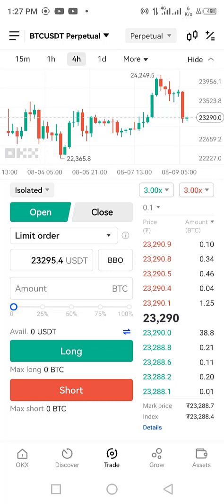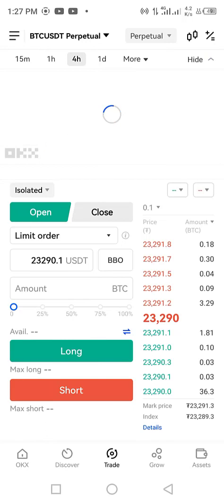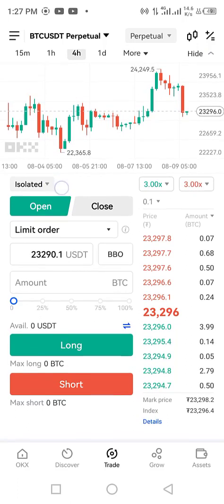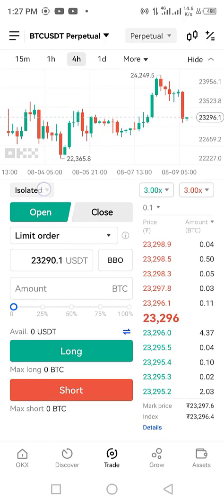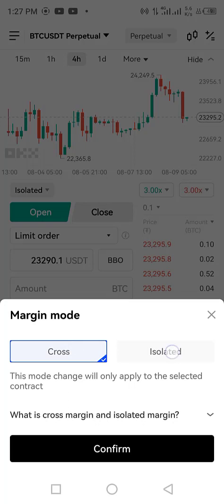And also, if you look at the top right at this very point, we have the OKX calculator. You can use it to do your calculation and know your P&L, that's your profit and loss, your close price, and your liquidation price as well. If you go down right here and you look at this very area, we have isolated. That means this is where you can choose your margin mode, unlike Binance. If you click on this, we have cross margin and isolated margin.